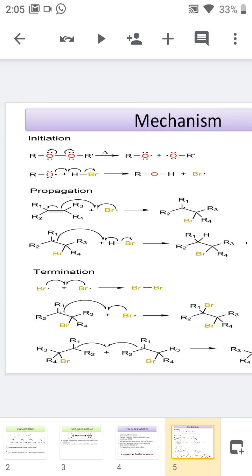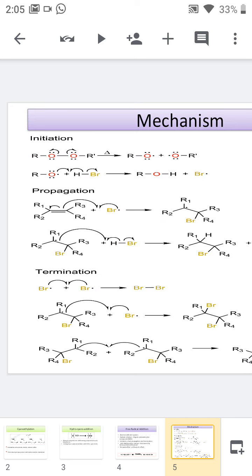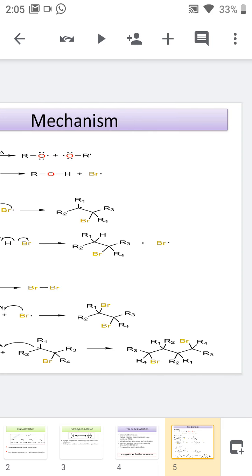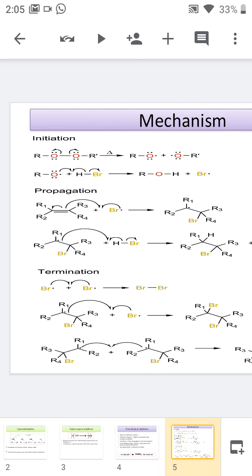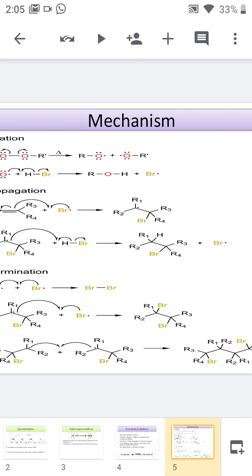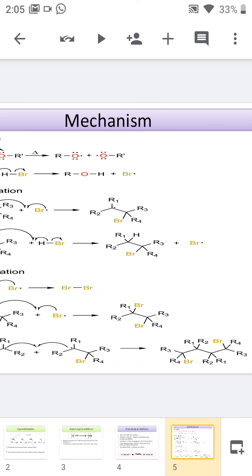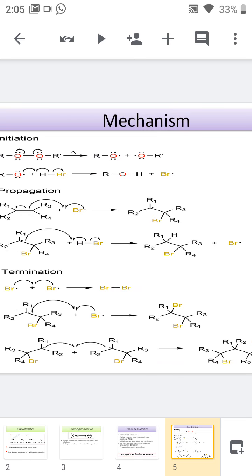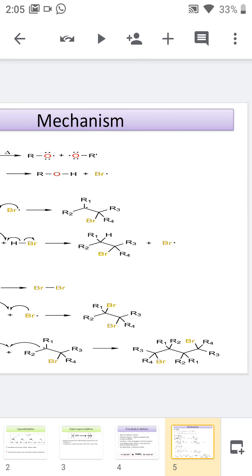Or in the third termination step, 2 radicals which are present in the alkane combine together, and that means this reaction is a dimerization, because identical radicals are combining together, and we will get the final product like this.